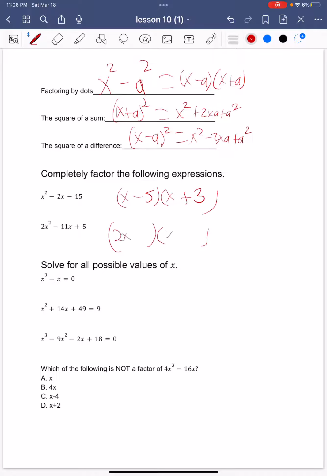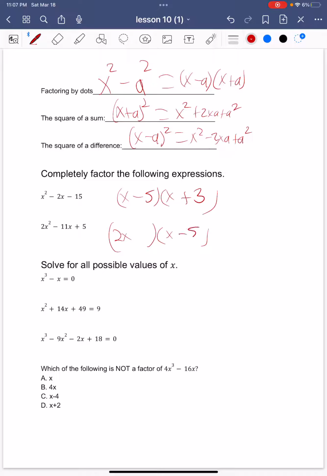In this case, you have to have a 2 in front of one of the x's, because when you FOIL it out or you box it out, when you multiply the 2x by the x, that has to become 2x squared. So now we still have to have two numbers that multiply to positive 5, but when you FOIL it out, the middle term, or the x term, must be negative 11.